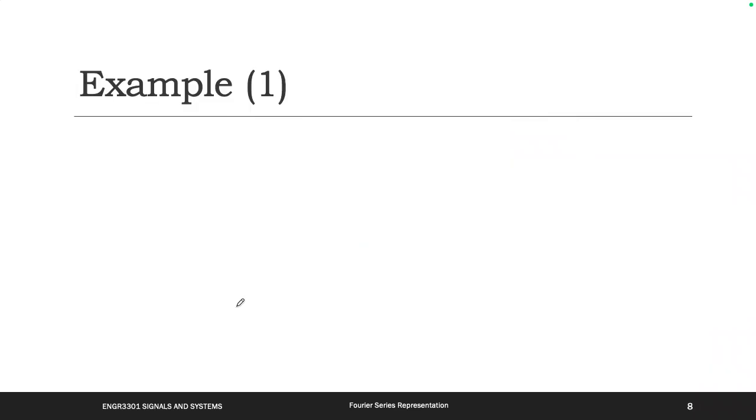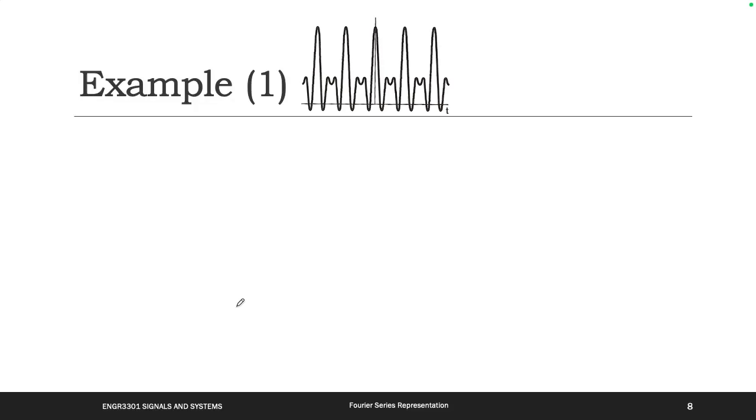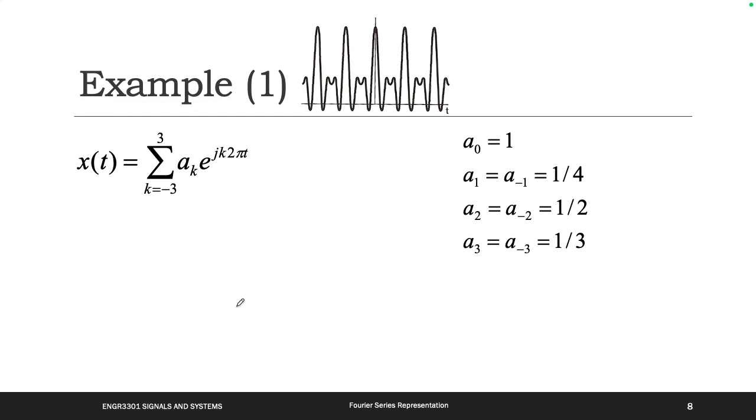We haven't finished the example from last class. This is the original signal, x(t). If you draw it, it looks like this. Then I give you a_0, a_1: if this is a_0, it means k equals 0. If it's a_1, k equals 1. For a_-1, k equals -1, similar. So what equation can we use?